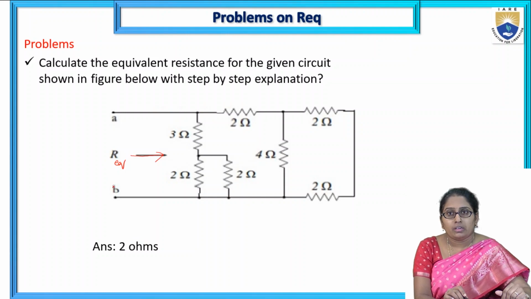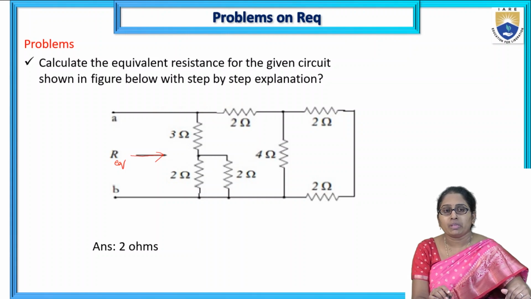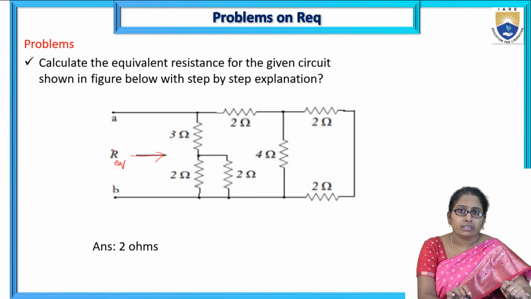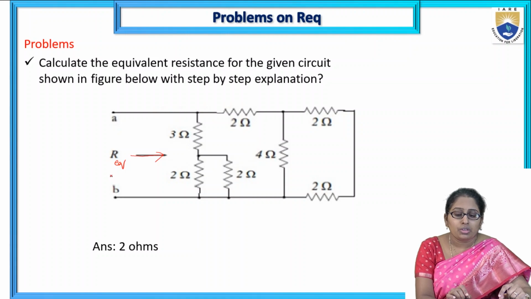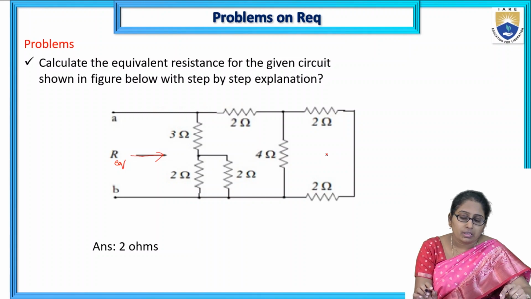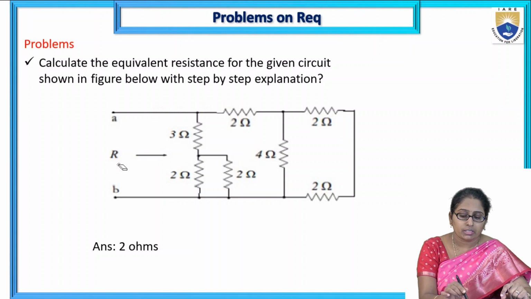So for R equivalent here, we know how to start. We have to start reducing the circuit from the other end, from the place where this R equivalent is shown. At this point R equivalent is shown, so I start reducing the circuit from this side, each time replacing two elements with a single element. Finally this is the answer for this circuit, which is also shown.